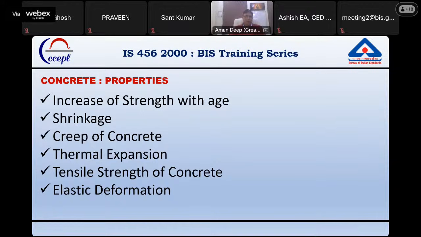The properties of concrete are like this: the strength increases with age. There may be some shrinkage, because the hydration process is an exothermic reaction. The temperature increases and then it cools down, so there will be some shrinkage. There will be some creep of concrete, and some thermal expansion. Then we have the tensile strength of concrete to be considered in designs, and there may be elastic deformation. All these basic properties we generally consider when we do the structural design or the concrete design.